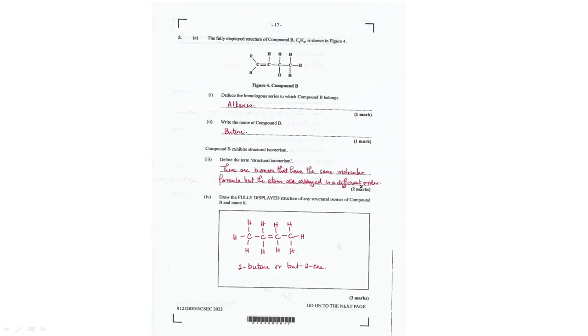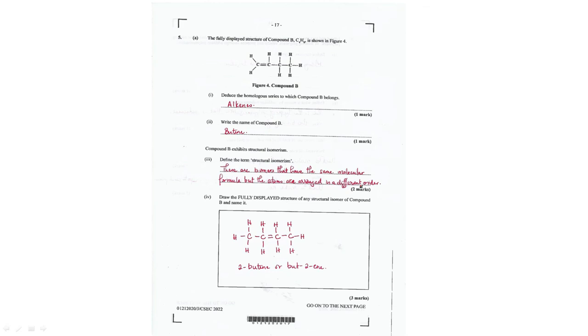Now for question 5, it says a fully displayed structure of compound B, C4H8, is shown in figure 4. It says deduce the homologous series to which compound B belongs. Once you see a double bond, it's an alkene. And it says write the name of compound B. A double bond, 4 carbons, that's butene.